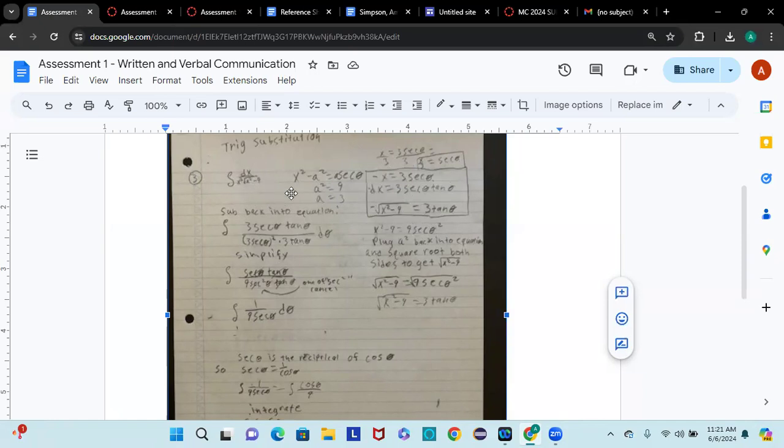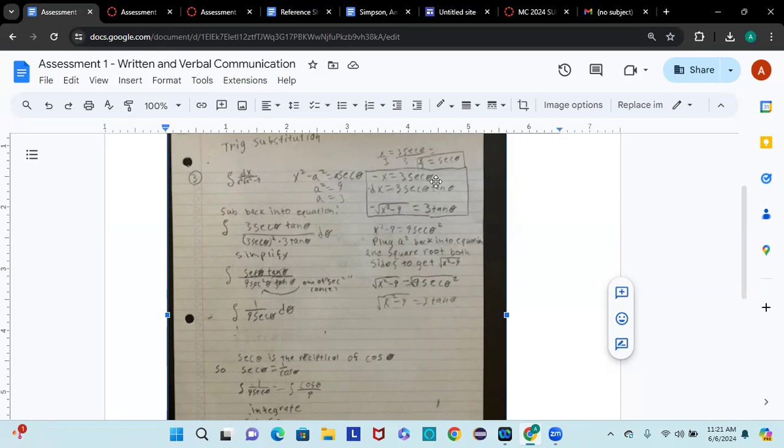And then I was able to figure out what square root x squared minus 9 was by plugging 9 into the equation right here, because a squared is 9. So I got x squared minus 9 equals 9 secant squared. I simply just took the square root of both sides, and I was able to get 3 tan theta. So I was able to figure out that square root x squared minus 9 equals 3 tan theta.